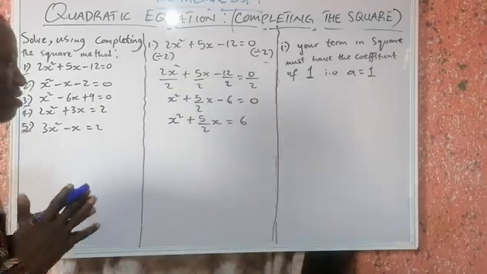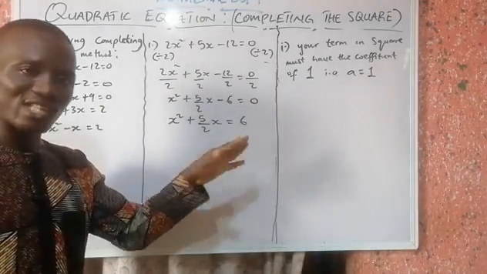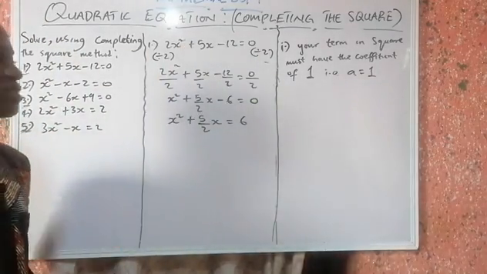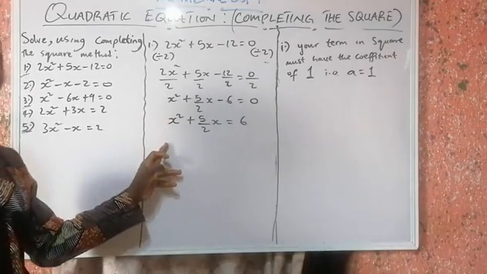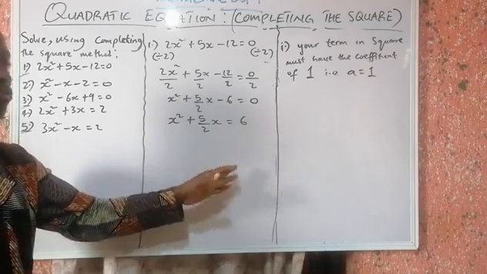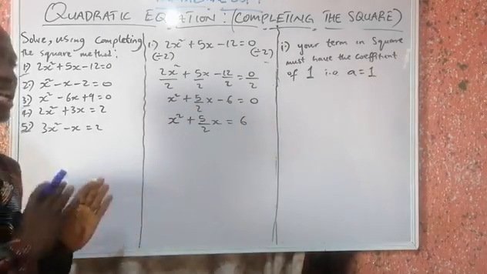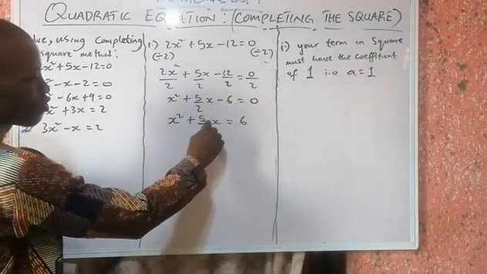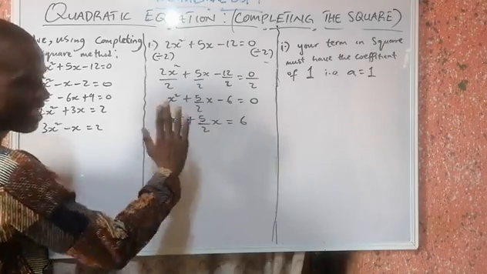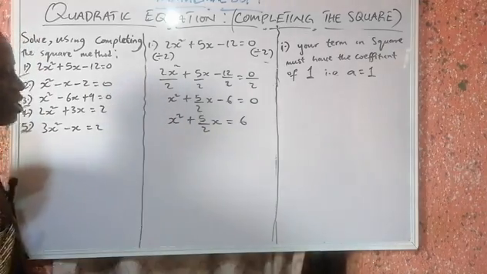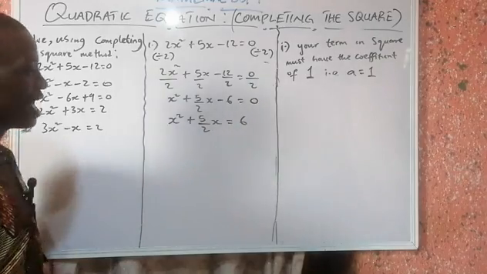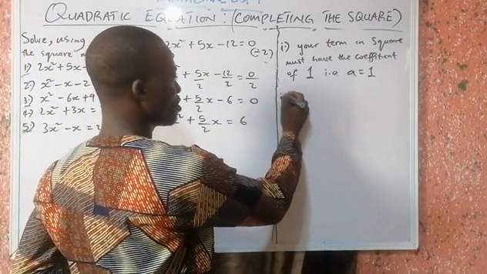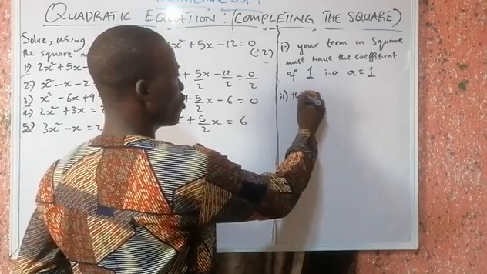Now that I've gotten rid of my constant on this side, my a here is already 1. So this satisfies the condition. And this 6, which is the constant, has actually left this side and moved to the other side. The next thing is for me to deal with the coefficient of this x, because I'm already done with x squared. So I want to deal with the coefficient of x.